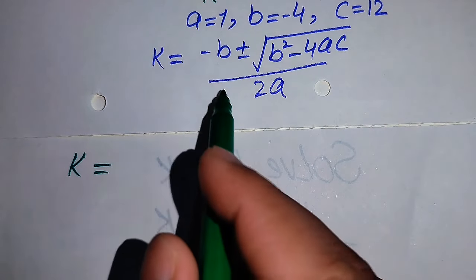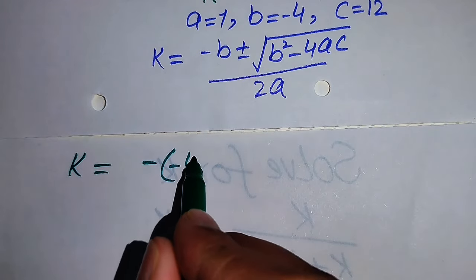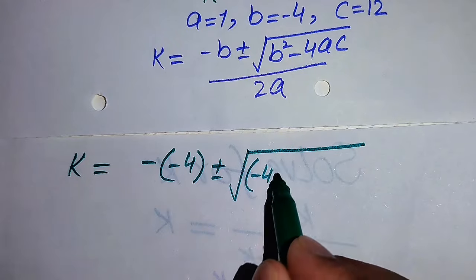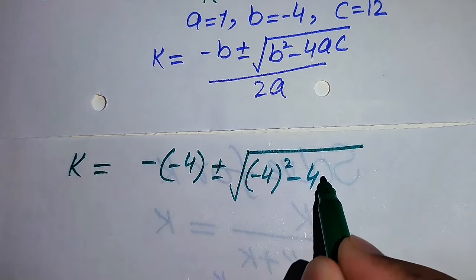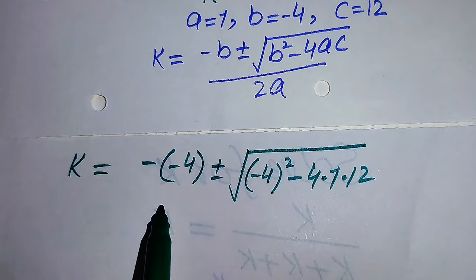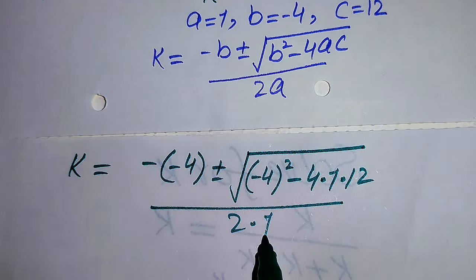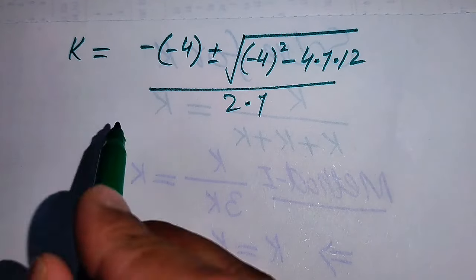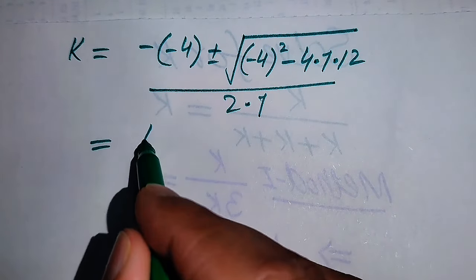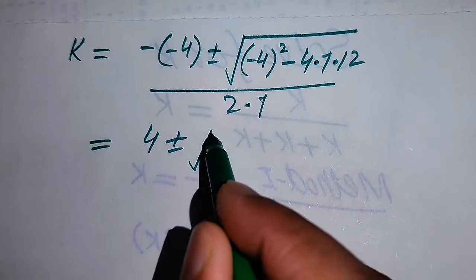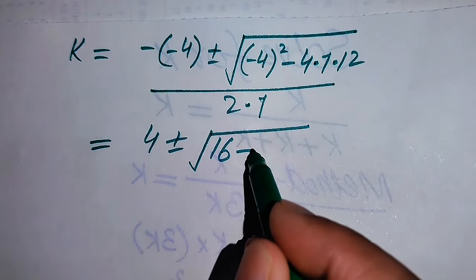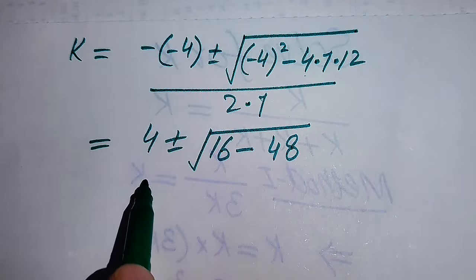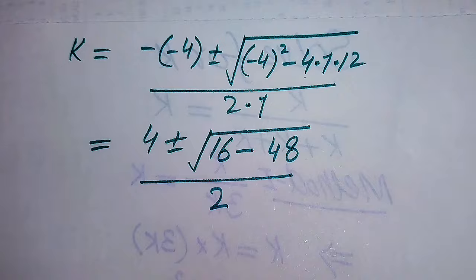It becomes k equals minus b. The value of b is minus 4, plus minus square root of b square, so minus 4 square minus 4 times a, which is 1, and c, which is 12, divided by 2 times a, and here our a is equal to 1. So now in the next step we need more simplifications. We have minus times minus becomes plus 4, and plus minus square root of minus 4 square becomes 16 minus 4 times 12 equals 48, and it is divided by 2 times 1, which becomes 2.